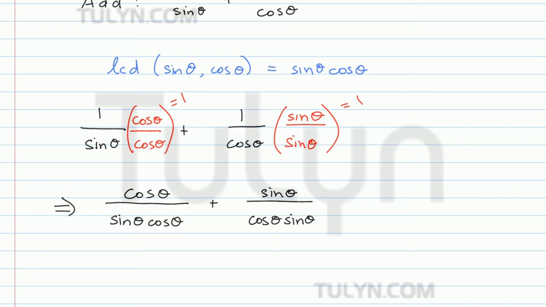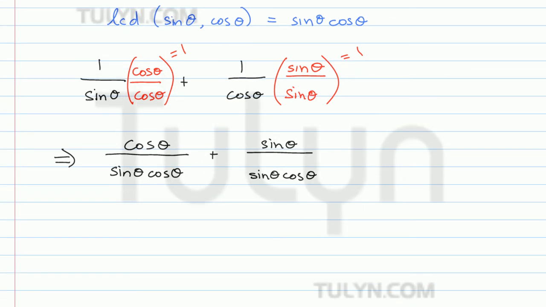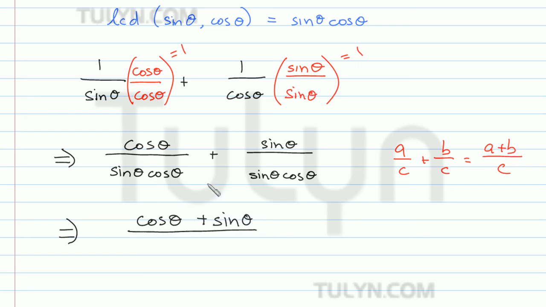Now, because of the commutativity of products, we can rewrite cosine theta sine theta as sine theta cosine theta, right? So we can now combine these because they have a common denominator. When we combine two fractions that have a common denominator, we combine the numerators and put them all over that common denominator. So simplifying, we have cosine theta plus sine theta as the numerator, and the denominator is that common denominator, sine theta times cosine theta.